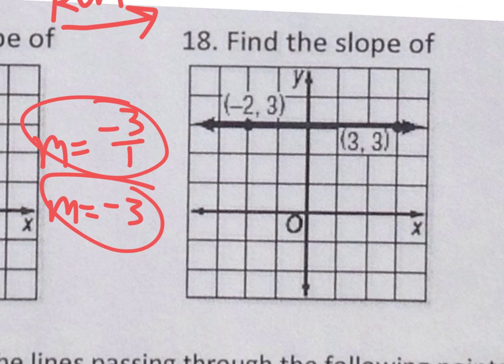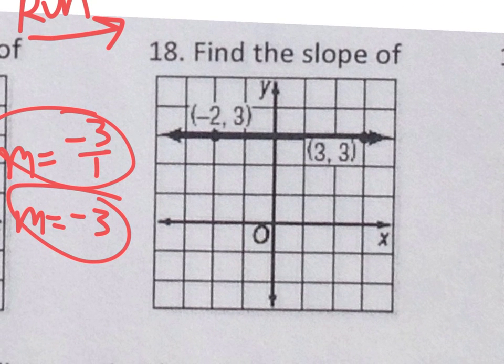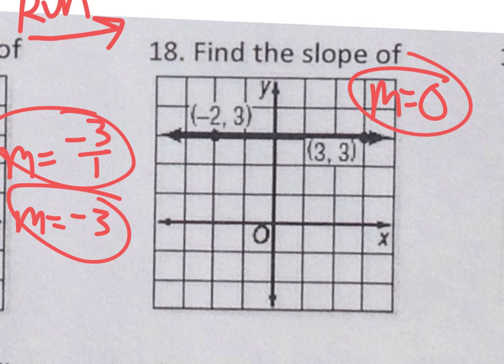You got it? Let's try number 18 over here. Find the slope. Well, rise over run. First of all, you don't even need to count, because if you know that this line is totally flat, we know that slope is steepness. And how steep is this? It's not steep at all. This is slope 0. M equals 0. Okay? Let's move on to the next one.